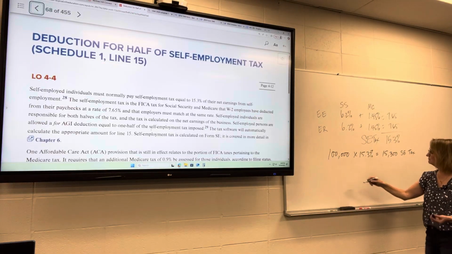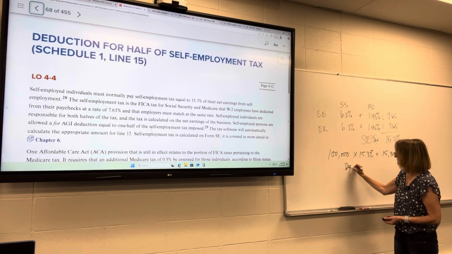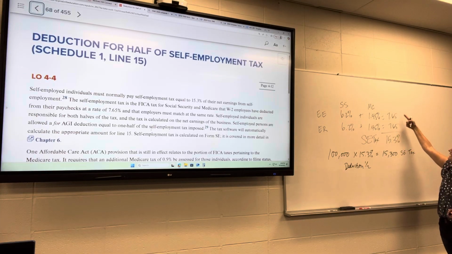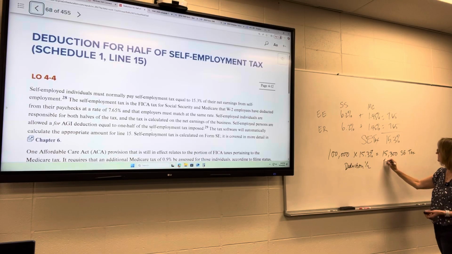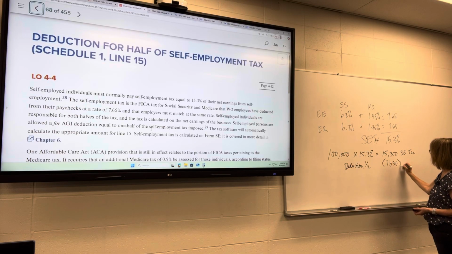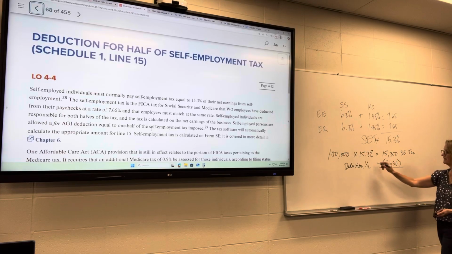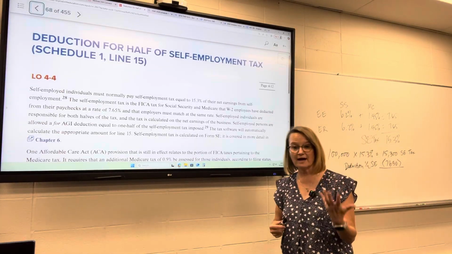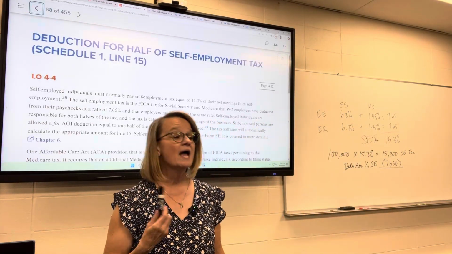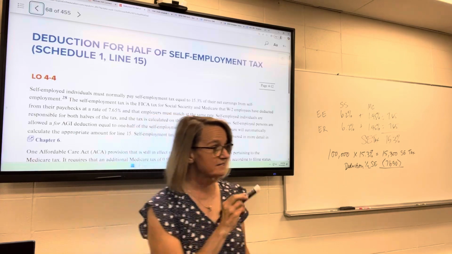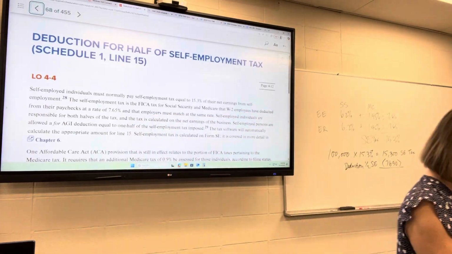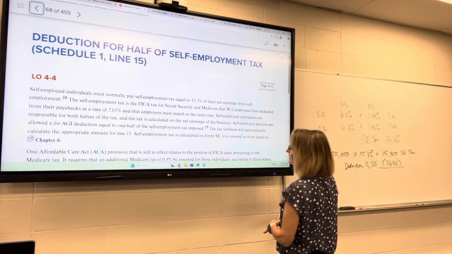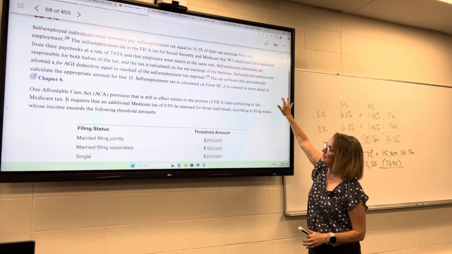But we get a deduction for half. So essentially, we're going to get 7.65% off of this, so $7,650. This is our deduction for half of self-employment tax. That deduction for half of self-employment tax shows up on the Schedule 1. There is a separate form called the Schedule SE that you're going to be working with again in Chapter 6 that calculates this amount.